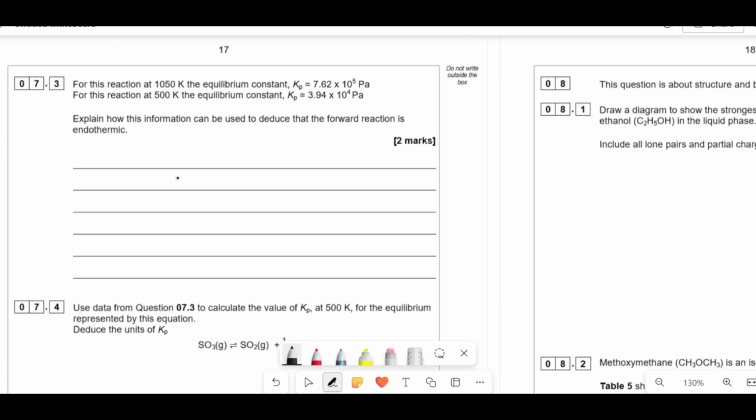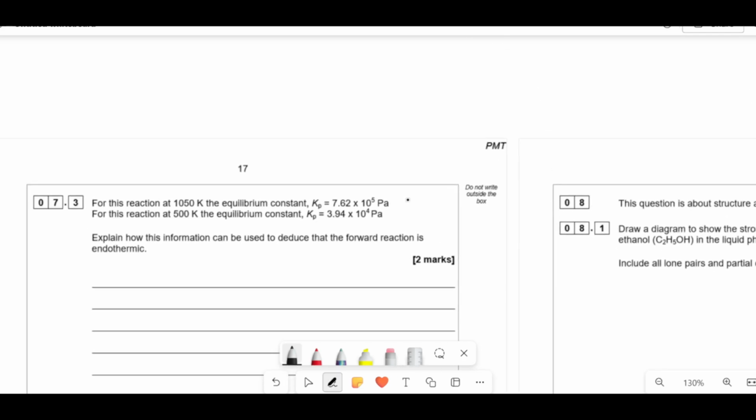There you go. Now it says, for this reaction at 1050K, the equilibrium constant is this, and for this, it's this. And it says, explain how this information could deduce the forward reaction is endothermic. The question's told you this, but you can also have a look yourself. If we increase the temperature, what's happened to Kp? That's given us a higher Kp. If we decrease the temperature, we have a lower Kp.